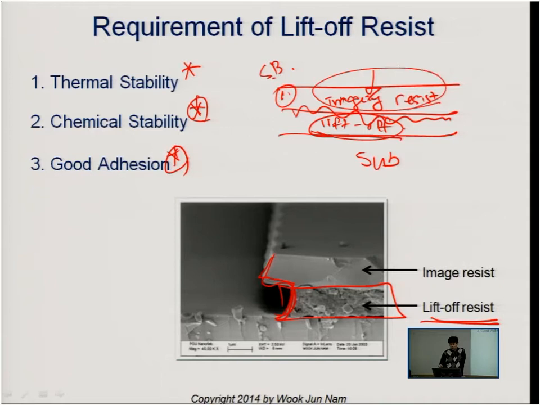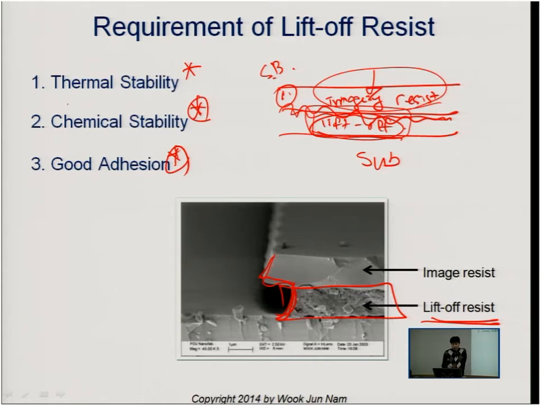When the imaging resist is spin coated onto the lift-off resist, it is applied in liquid form. So if somehow the lift-off resist is not stable against the solvent used for the imaging resist, and makes some kind of reaction, it will also make a mixture between these two layers. That's what we don't like. So in a sense, we want this resist to be thermally and chemically stable, and also to have good adhesion. Then why do we need this undercut?